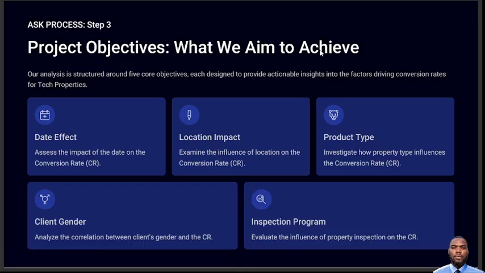Number one objective is to assess the impact of dates on conversion rates. Number two is to examine the influence of location on the conversion rates. Number three, investigate how the property type influences conversion rates. Four, analyze the correlation between client gender and conversion rates. And number five, evaluate the influence of property inspection on the conversion rate.